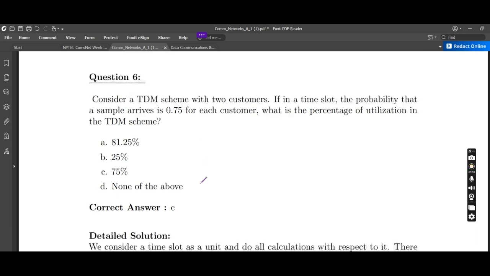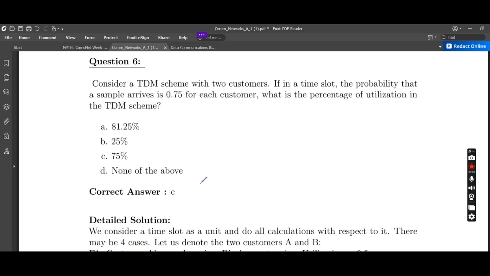Now we will be moving on to question number 6. Consider a TDM scheme with two customers. If in a time slot the probability that a sample arrives is 0.75 for each customer, what is the percentage of utilization in the TDM scheme? Okay, this one is a bit complicated. See, there is a TDM scheme with two customers. If in a time slot the probability that a sample arrives for each customer is 0.75, what is the percentage of utilization in the TDM scheme?